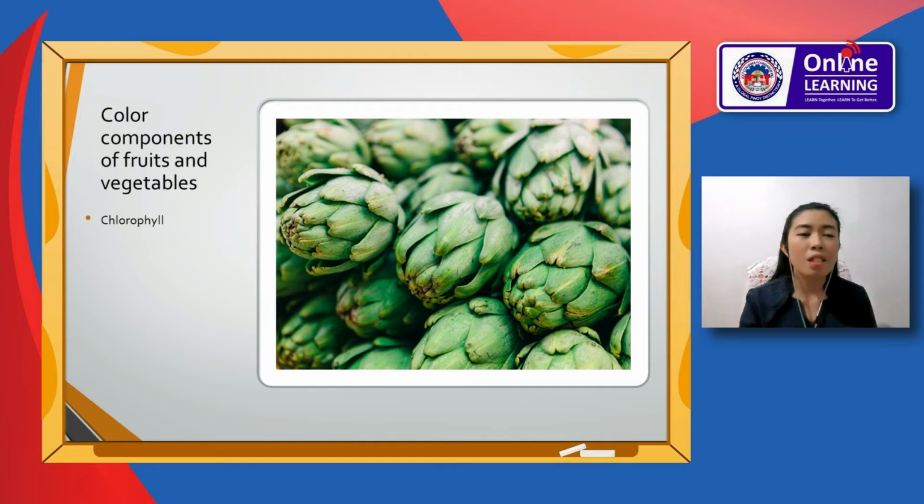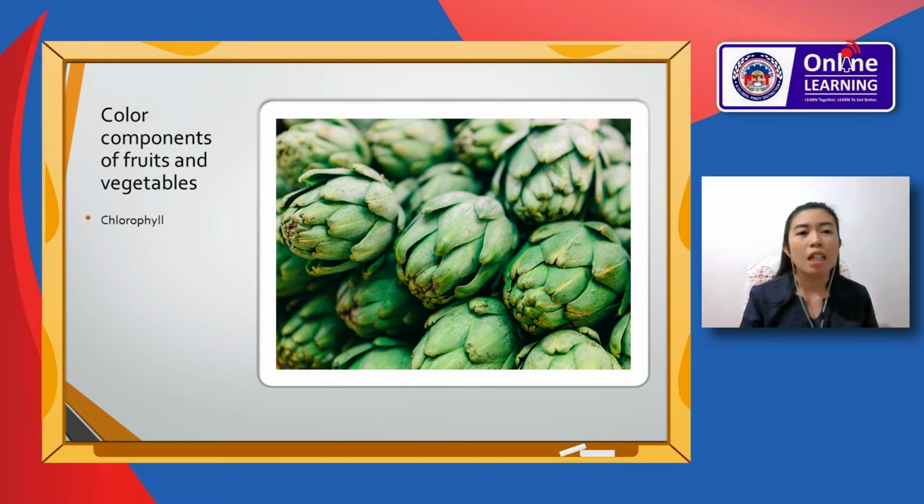And we have, of course, the color components of fruits and vegetables here. As you can see in the picture, they are classified according to their color. Like this first one here, it's called chlorophyll, which is responsible for the green color of the plant.